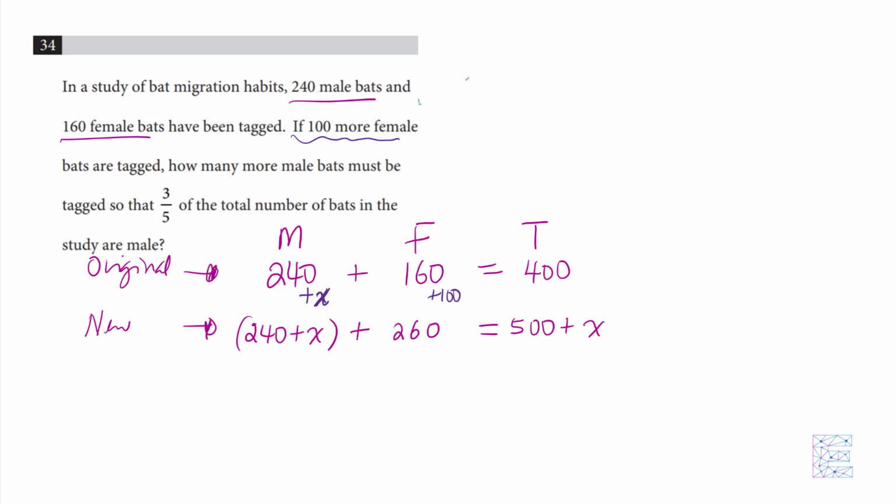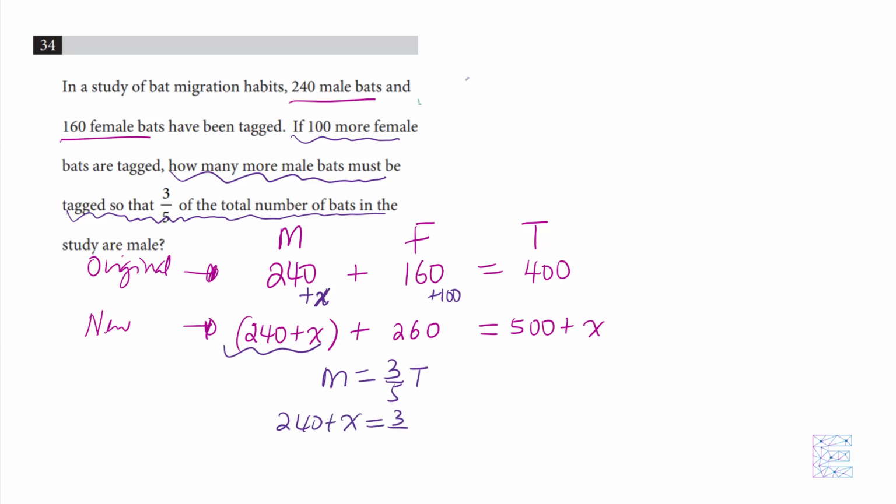Now, the question goes on to say that really the question is asking how many more male bats must be tagged so that 3/5 of the total number of bats in the study are male. So male needs to be 3/5 of the grand total. And thankfully we have equations to go with that. So for M, we can replace that with 240 plus X needs to be equal to 3/5 of our new total, which is 500 plus X.